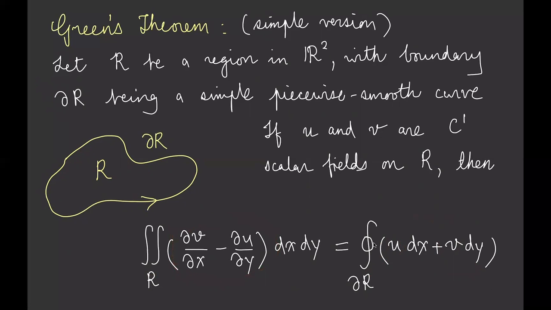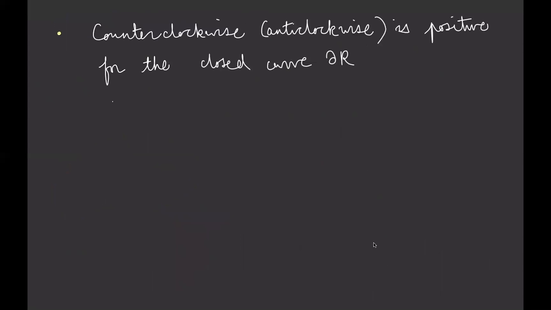In this sense, it's in the same spirit as the fundamental theorem of calculus for single variable things. It's connecting integrals over a region to something on the boundary. In this case, the boundary is itself a one-dimensional object, so it's got that spirit, and it also has this connection between derivatives and integrals. Now, some points that I want to make before I actually prove this.